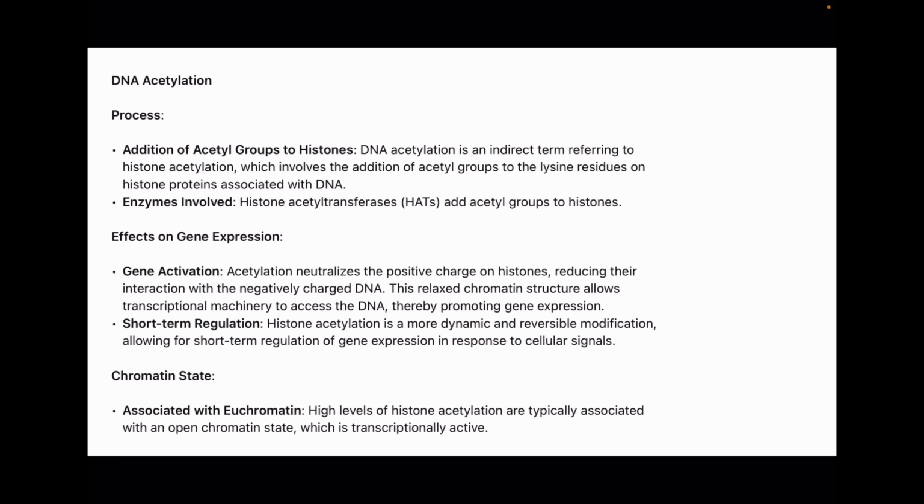So the chromatin state which is associated with DNA acetylation is euchromatin. High levels of histone acetylation are typically associated with an open chromatin state, which is transcriptionally active.